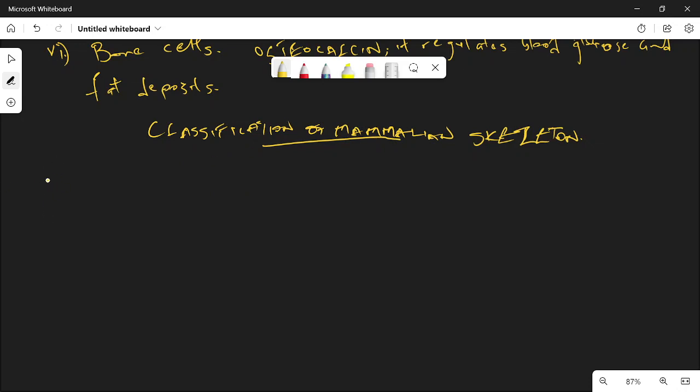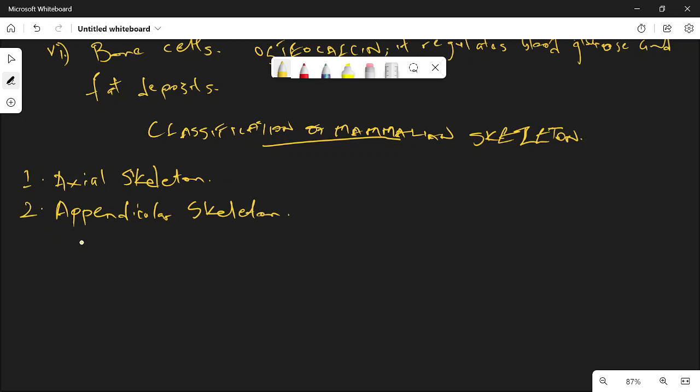Now, broadly, the mammalian skeleton is divided into 2. The first one is what we refer to as the axial skeleton. And the second one is the appendicular skeleton. So what do we refer to as the axial skeleton?